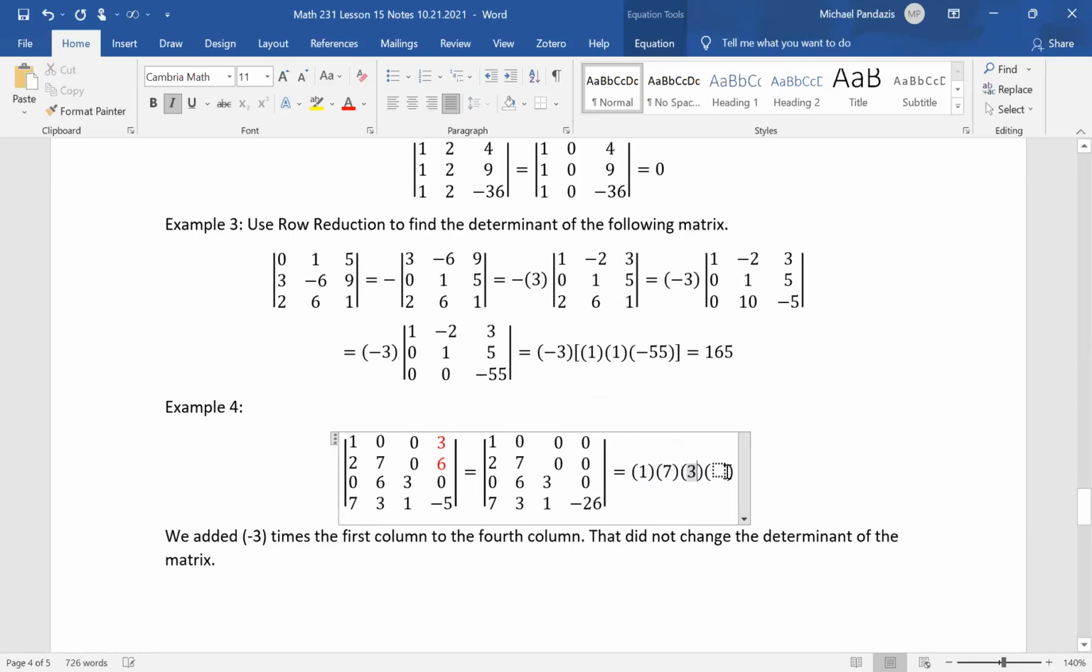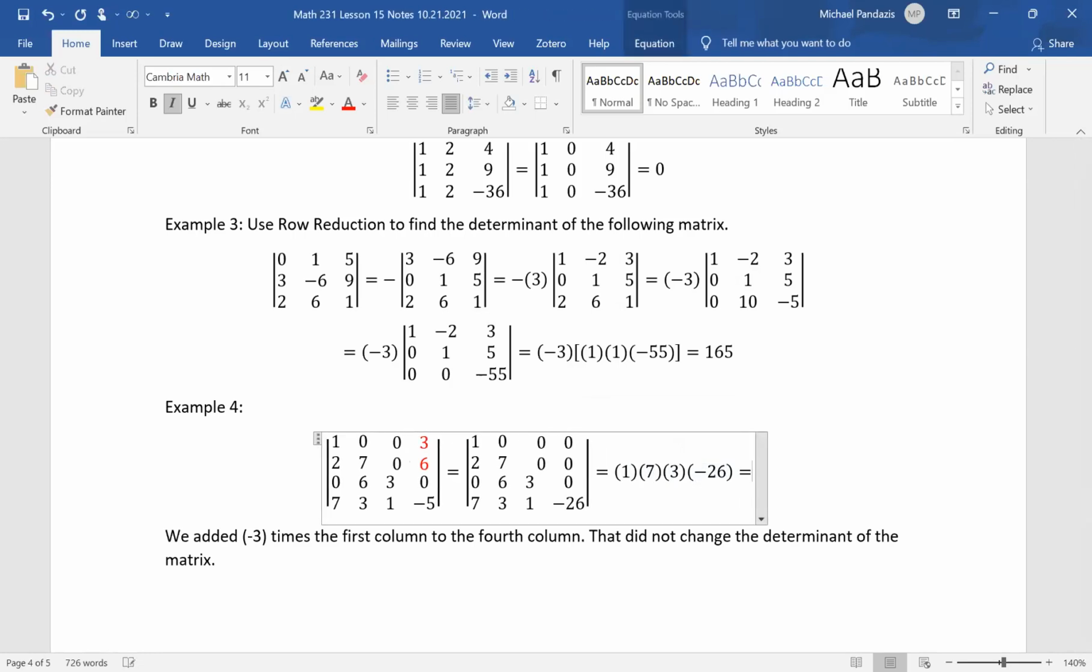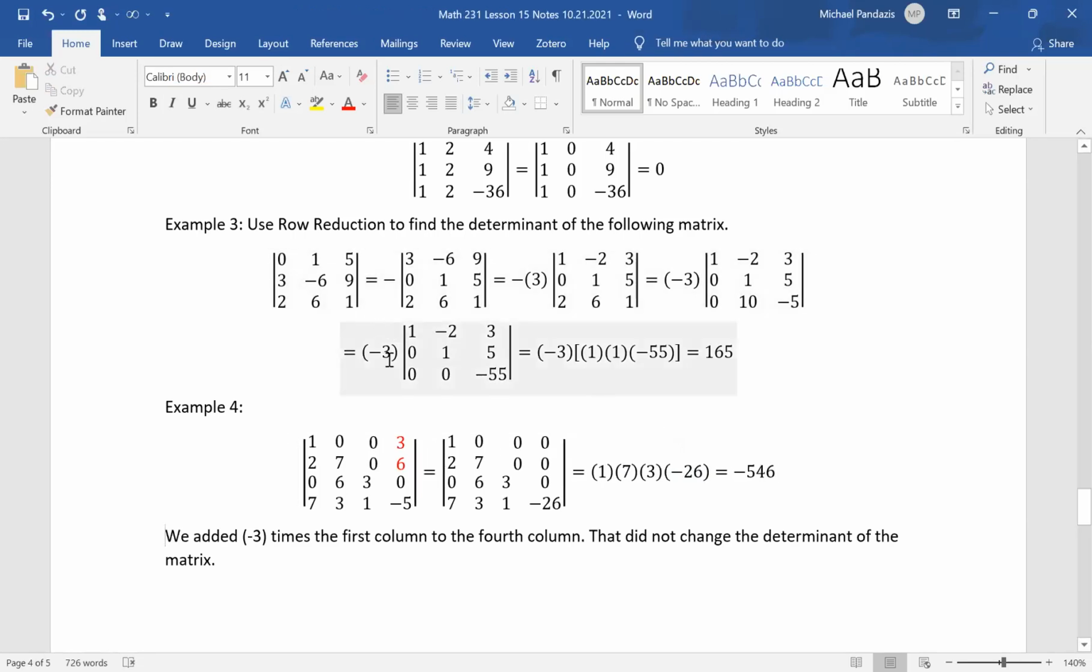1 times 7 times 3 times -26. And when you multiply those numbers, you get 21 times -26, and that's equal to -546. And so that's the determinant of that matrix. So if you use the best method, it goes a lot faster.